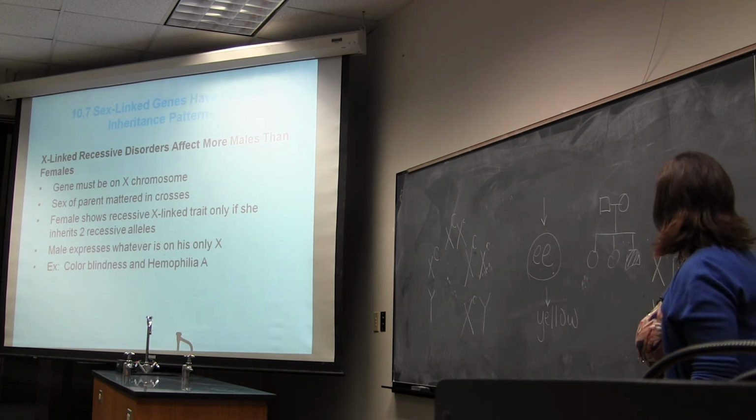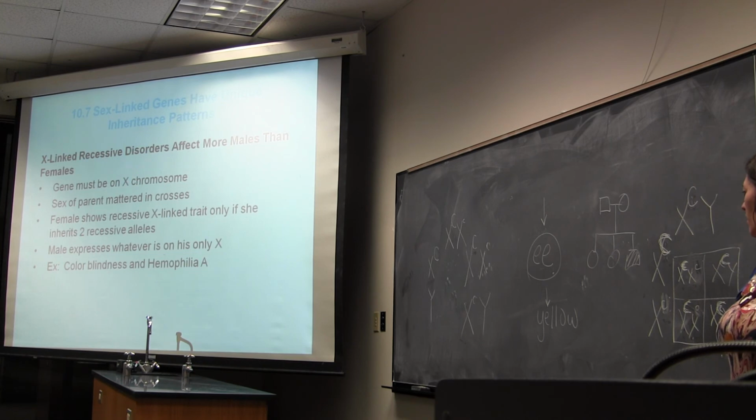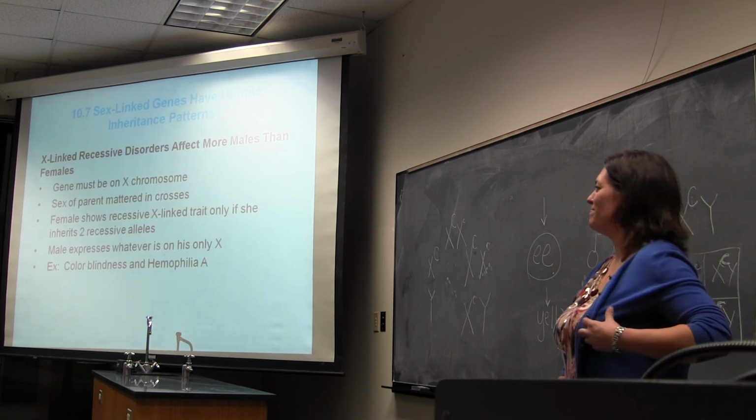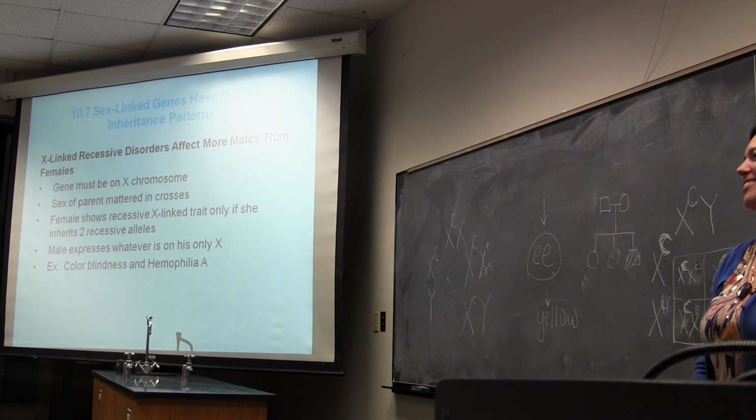But if this was a little c, then she's a carrier. Then the son would be colorblind. Exactly. And the son would have a 50% chance of being colorblind. Sure. Yeah. I have to draw it out.